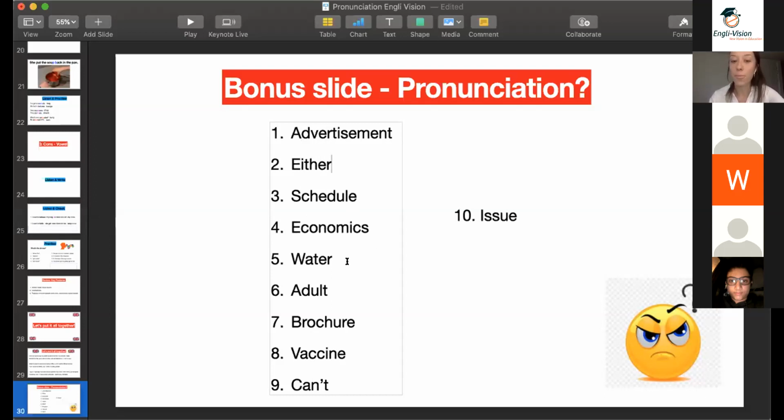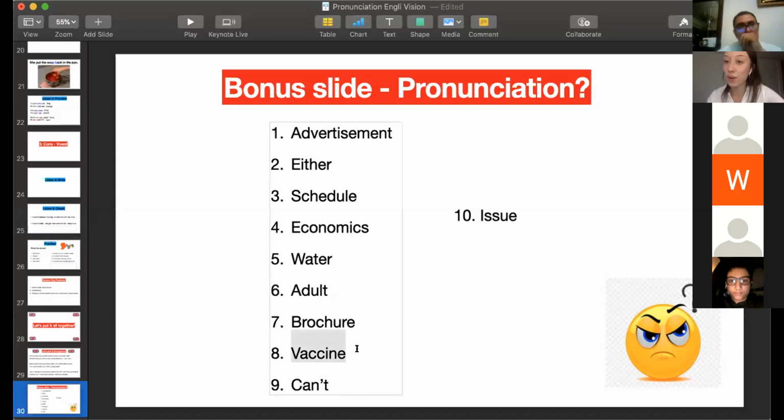Economics, water or water, but water is very bad pronunciation, so I don't say that, okay? But you might hear it. Adult, not adult, the stress is on the A, adult. Americans stress somewhere different. British stress on the A, adult. Brochure, again, we have a schwa.